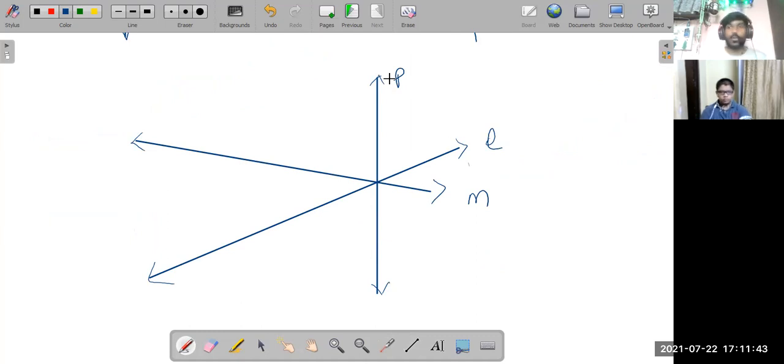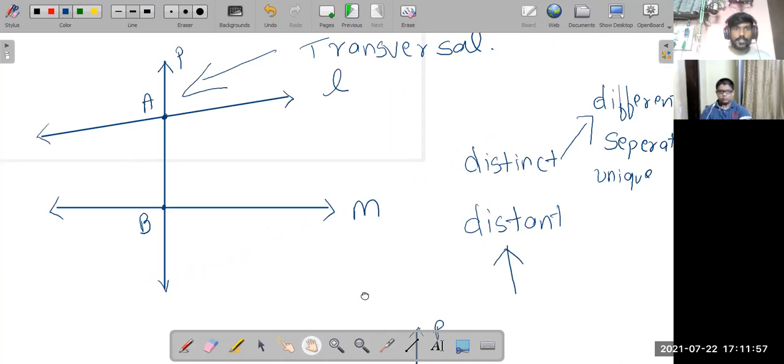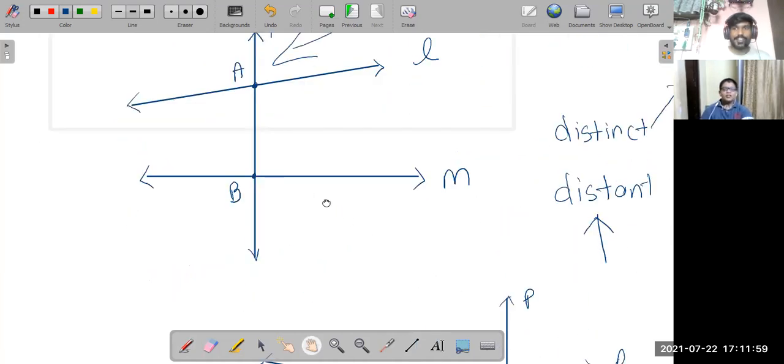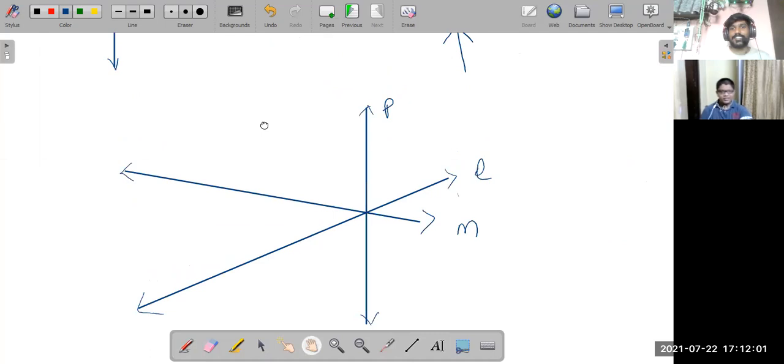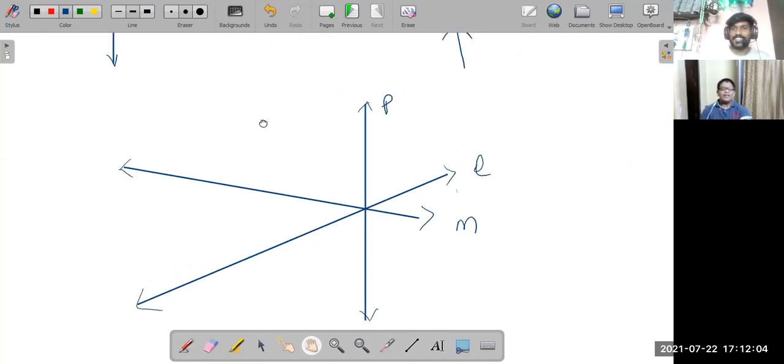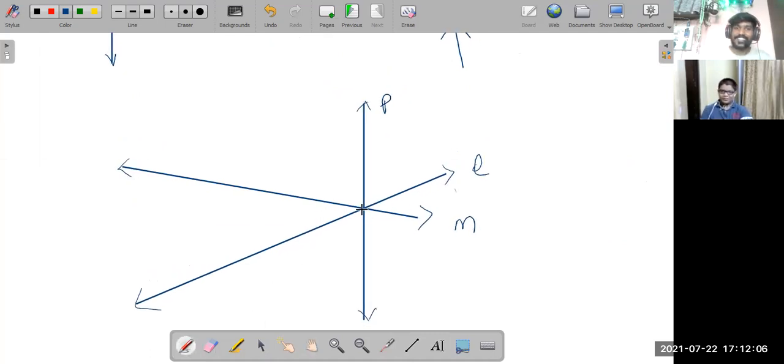No, sir. Why is it not a transversal? Because the two lines L and M intersect each other. But if you look at this figure, the line P intersects lines L and M at their connecting point. It is intersecting at only one point, not two distinct points. That is why this is not a transversal.